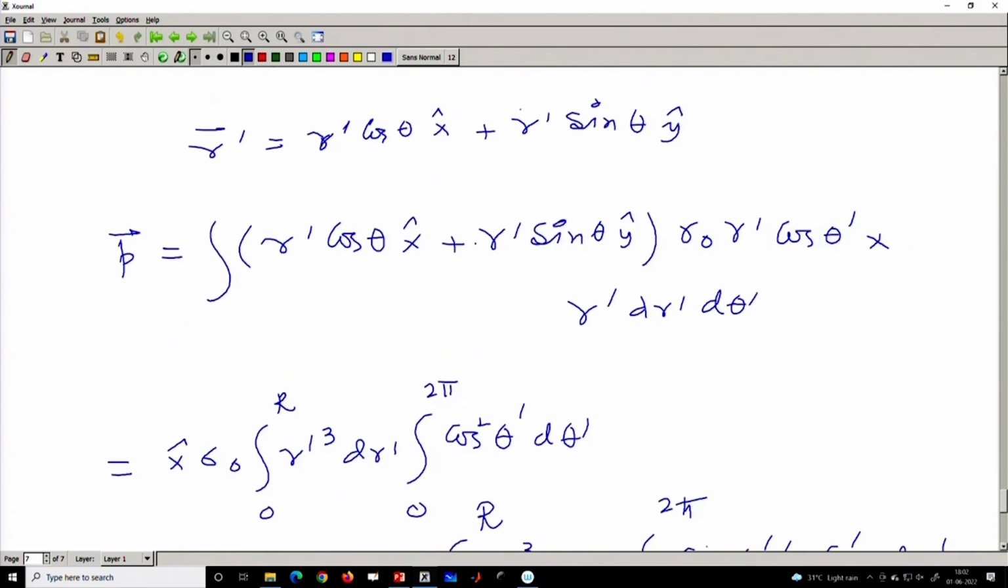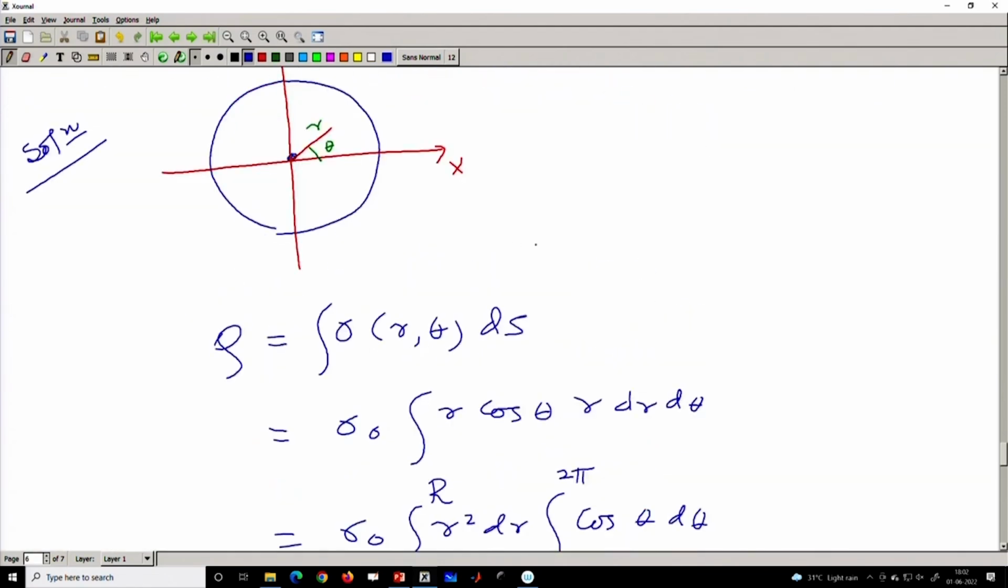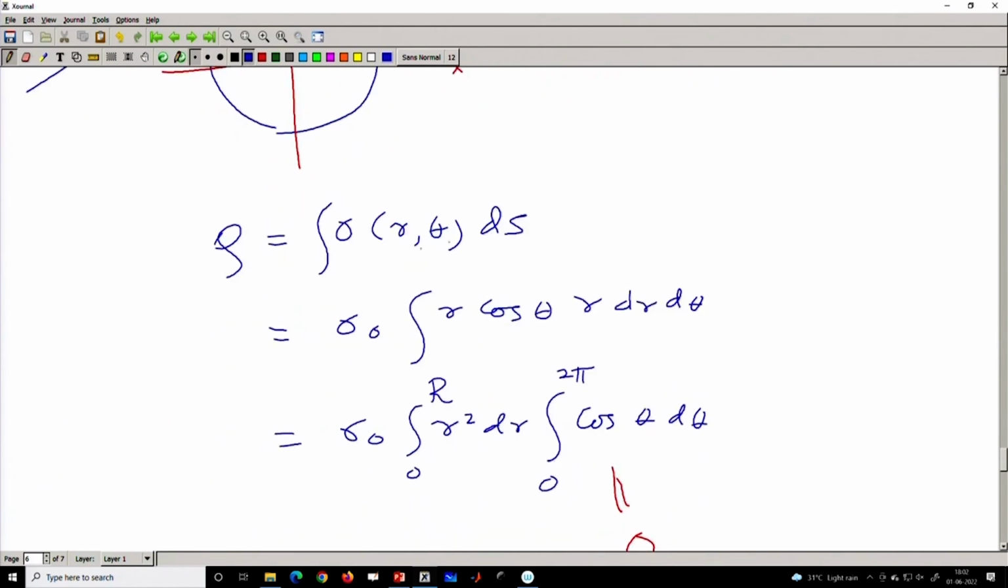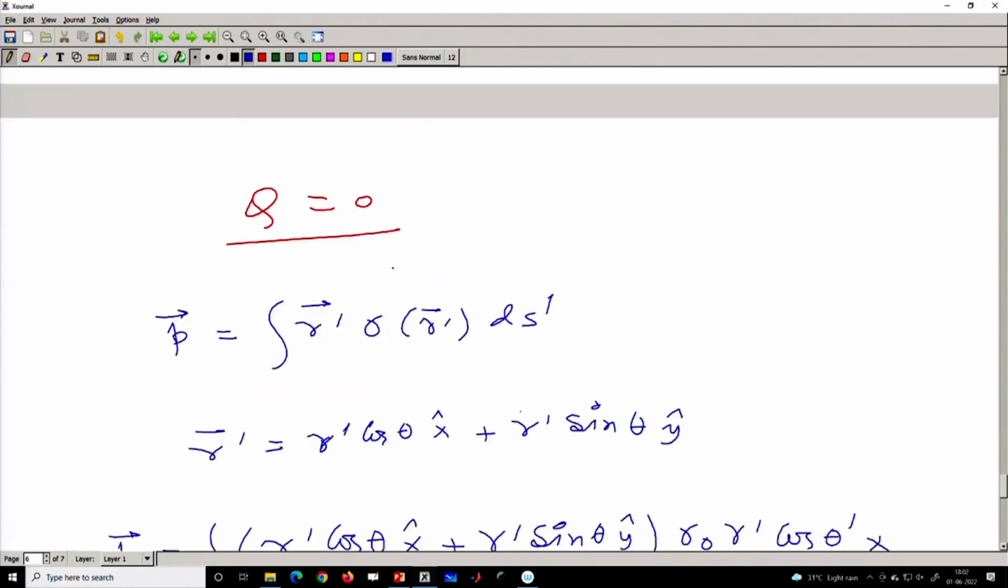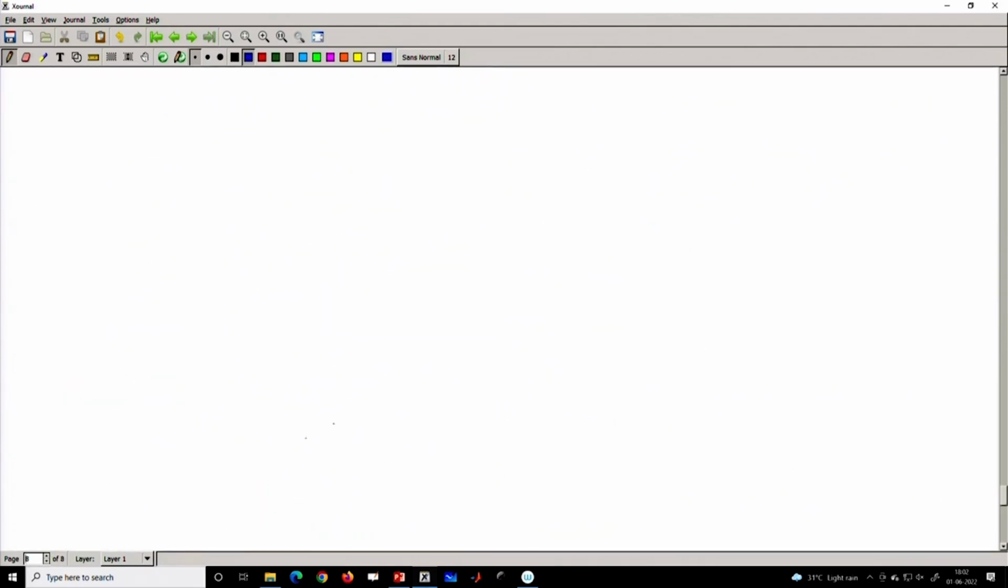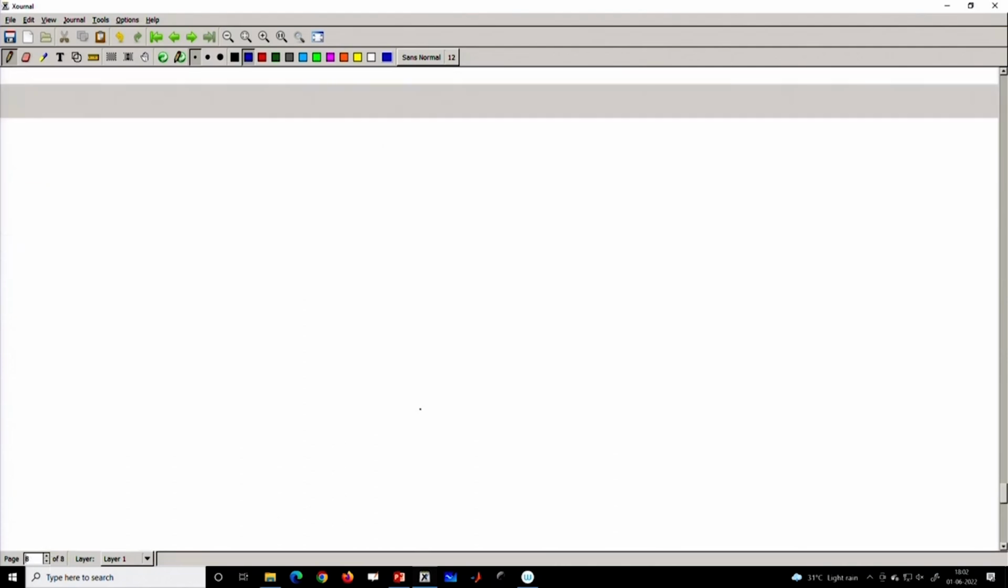So, eventually my P should be x sigma 0 r to the power 4 divided by 4 multiplied by pi. So, this is the way we can calculate when this is a distribution of the charge. You can calculate the monopole and dipole moment by exploiting the basic expression, and we are going to get this. Okay, after that we will just go to the final problem.